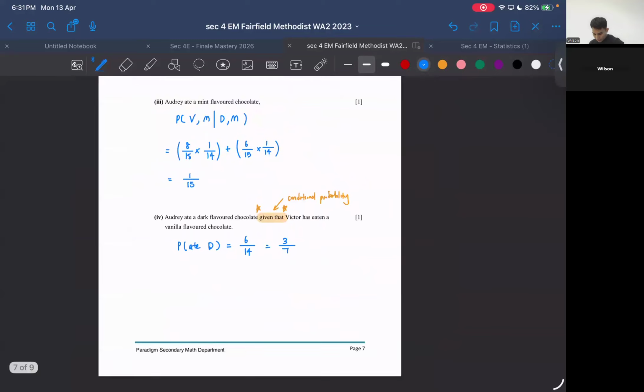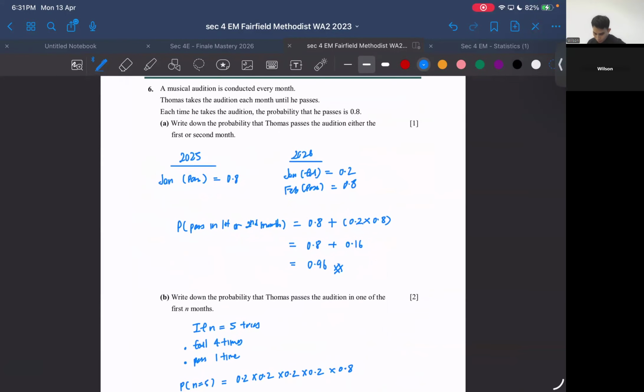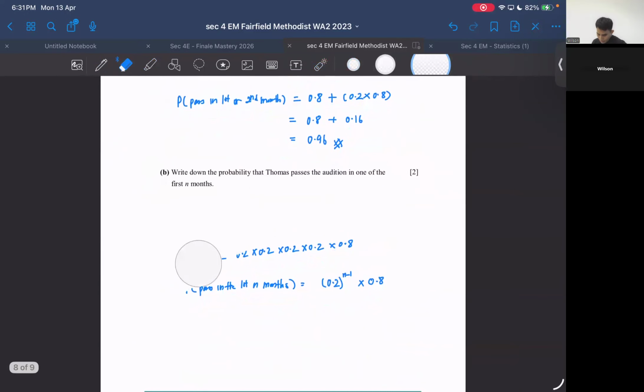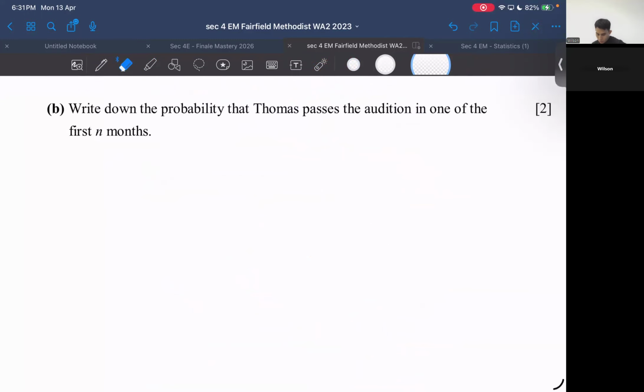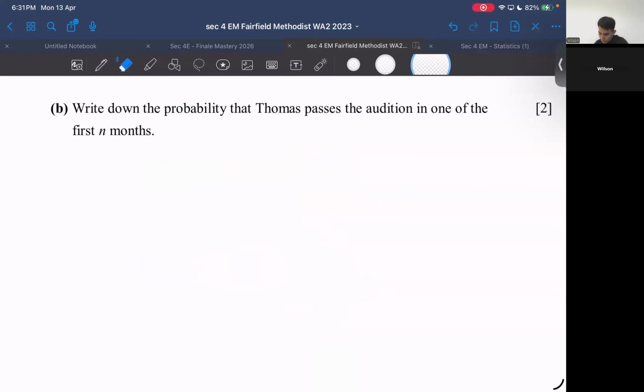So over here, let's start with this one. Everybody understands 6A over here, correct? 6A, everybody got it. Okay, now, let's take a look at this one. So write down the probability that Thomas passes in one of the first n months. Now, again, I give you all strategies, and I'll see, Donovan, whether you can give me the answer.